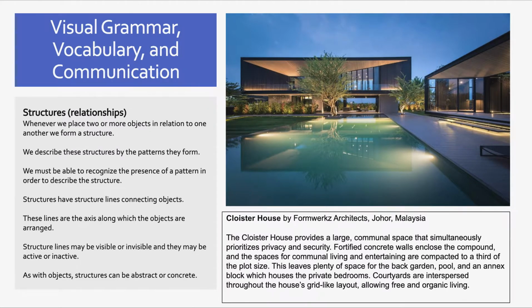So when we're talking about visual grammar, vocabulary, and communication, we also have objects, but we also have relationships. The objects are our elements, and the structures, the relationships, are our principles. Whenever we place two or more objects in relation to one another, we automatically form a structure. If you put two words together, you form a sentence. You can even go back further and say if you put two letters together, you form a word. And so that is what you're looking at.